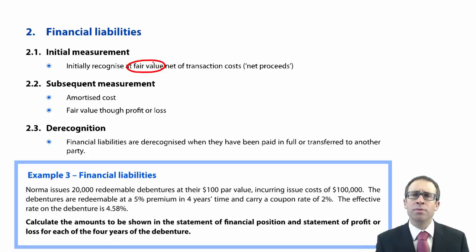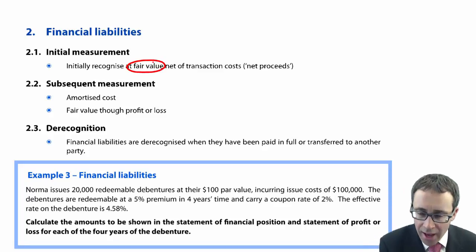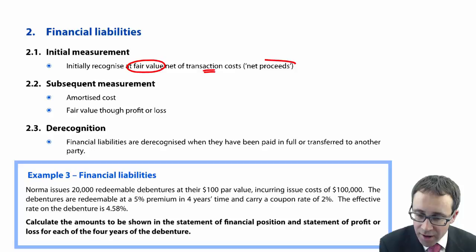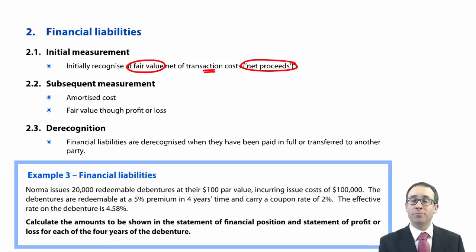However, be on the lookout in case there are any associated transaction costs, because if there are transaction costs, we recognise the financial liability at your net proceeds. That's taking the proceeds less the transaction costs. So if you raise $2 million worth of finance and you pay $100,000 of transaction costs, you net the 2 million and the 100 off to get you the 1.9 million.